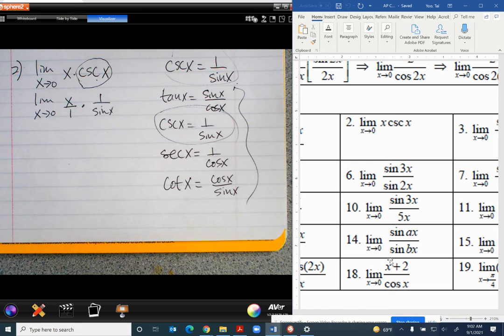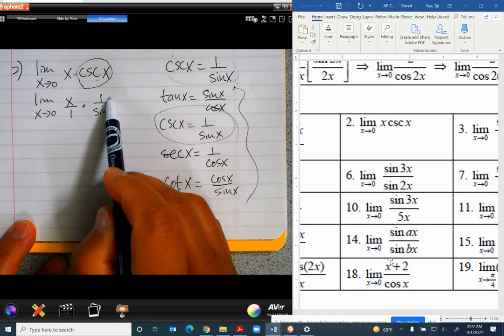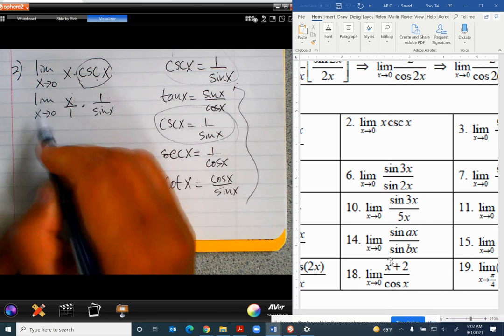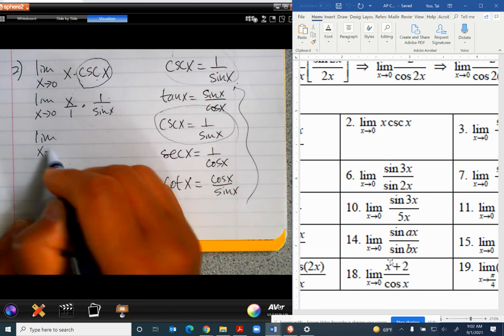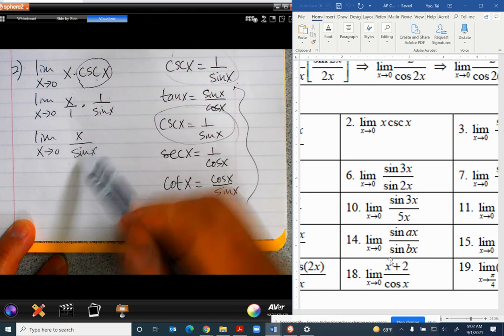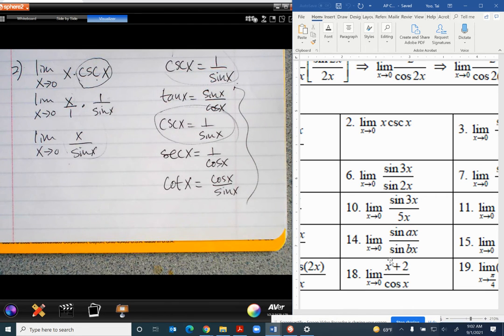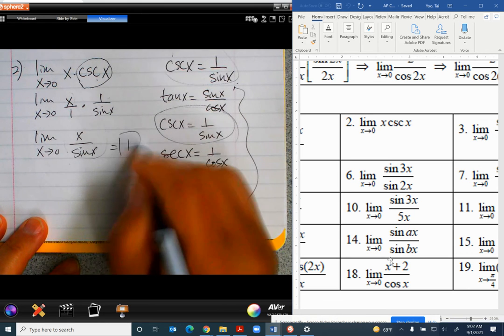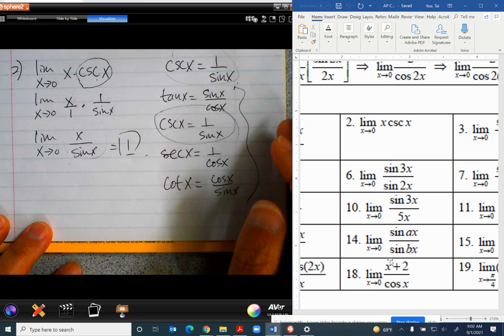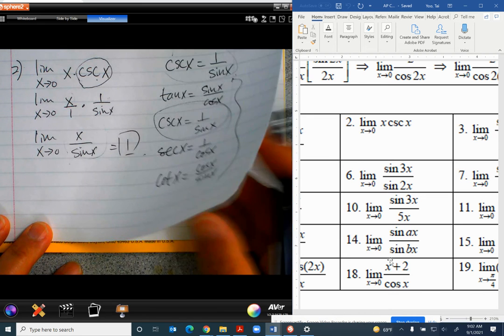Okay, so can I just put x on the top of this? So if this is limit x goes to 0, x over sine x, what is x over sine x? Isn't that one of our formulas? Yes, what is that? 1. So there it is. All right, anything else?